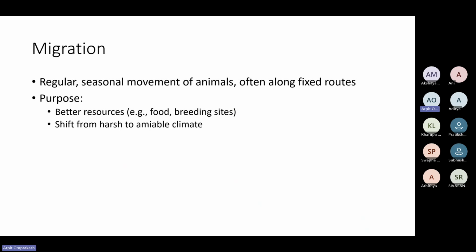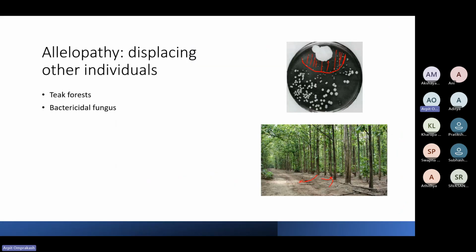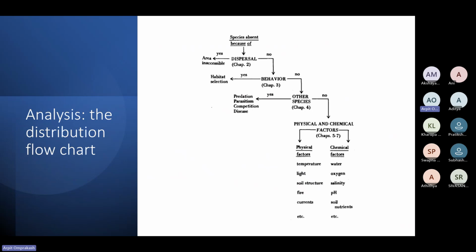We talked about migration, why animals migrate and what is migration. Then we also talked about the three modes of dispersal: diffusion, which is gradual movement over several generations; jump dispersal, which is sudden movement over large distances; and secular dispersal, which is diffusion in evolutionary time, where basically the migrants might have evolved into different species compared to the original ones who started the migration. We talked about allelopathy and some examples of allelopathy. We talked about how we can figure out why a species is absent in a given area by asking questions.